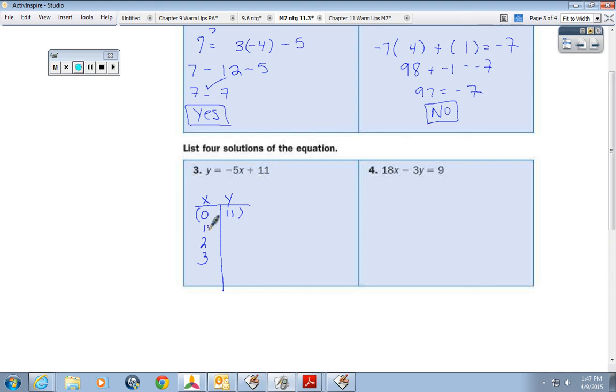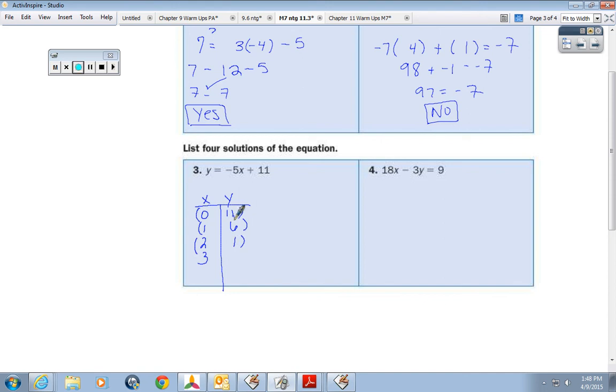Now the next number I'm going to use is what? 2. What is negative 5 times 2? Negative 10. What's negative 10 plus 11? 1. So when I replace x with 2, y is 1. Now do you see a pattern here between these numbers? They're going down what? 5. They're going down 5. Okay?